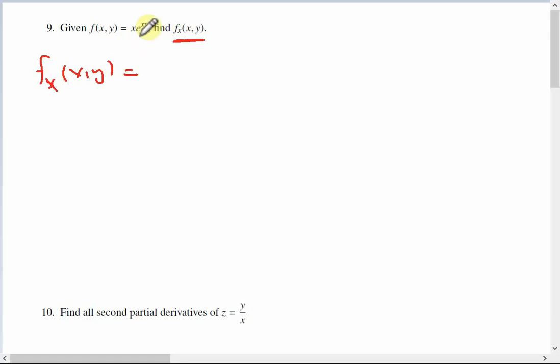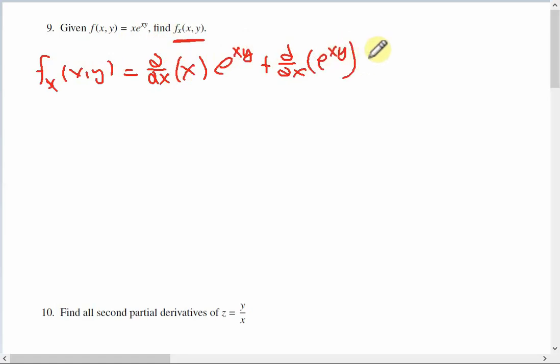So when I look at that, I can see this is a product. As far as the x's are concerned, I've got this x, and then I've got an x in there with this e. So it's going to be the derivative of the first factor, which I'm going to just say that's the x. It's the partial derivative times the second, plus the derivative of the second one times the first. So there's my product rule. And then I'll do these derivatives. So partial derivative with respect to x of x is just 1 times this e to the xy.